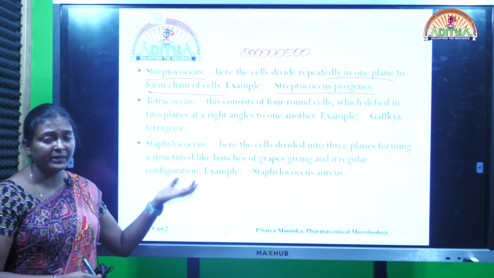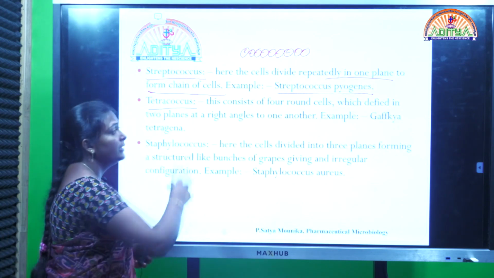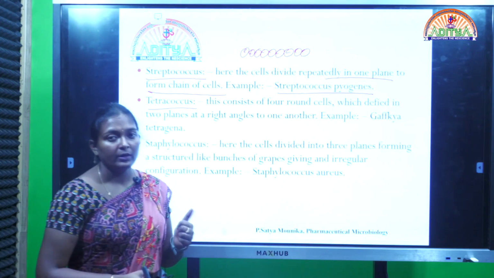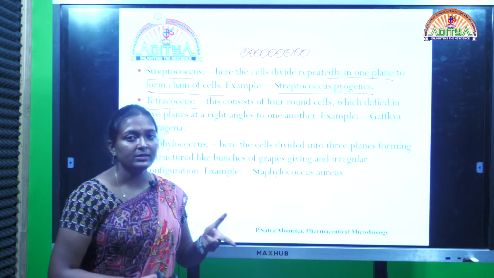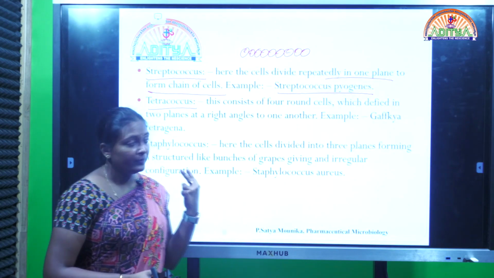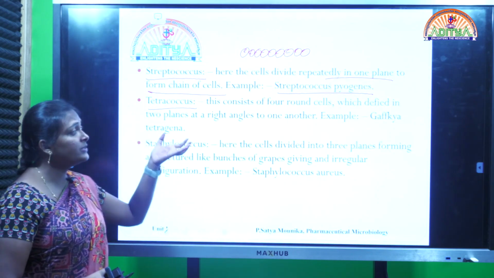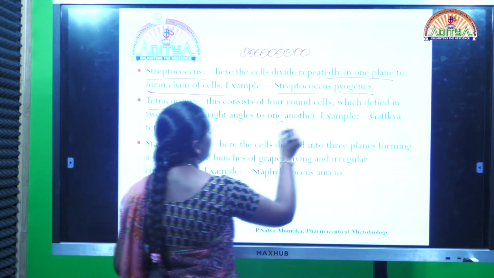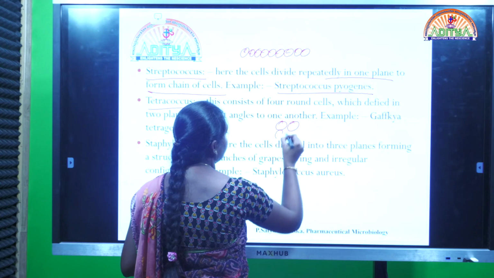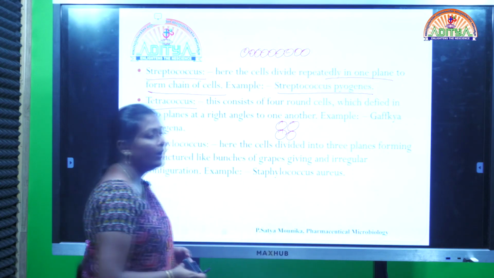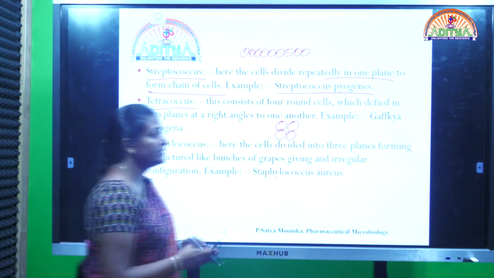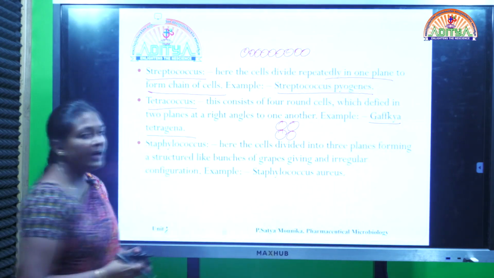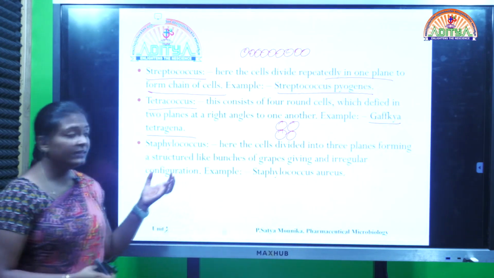Coming to the next subtype, it is called Tetracoccus. Mono means single, diplo means 2, and tetra means 4. So here we observe the presence of 4 round cells, which are at right angles to one another. The example for Tetracoccus bacterial cells is Gaffkya tetragena.